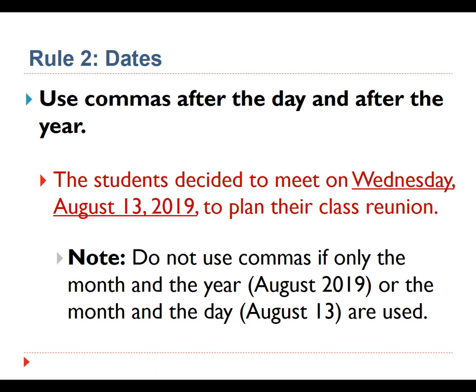Rule 2 is using commas in dates. When you have dates, make sure there are commas after the days of the week, dates, and after the year if the sentence continues. The students decided to meet on Wednesday, August 13th, 2019, to plan their class reunion. Notice the comma after the day of the week and after the date, 13. There's also a comma after the year because the sentence continues and the date should be offset.